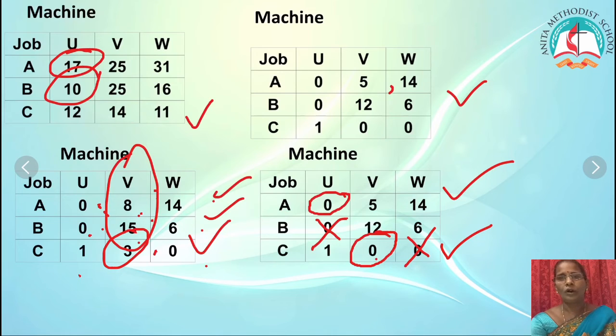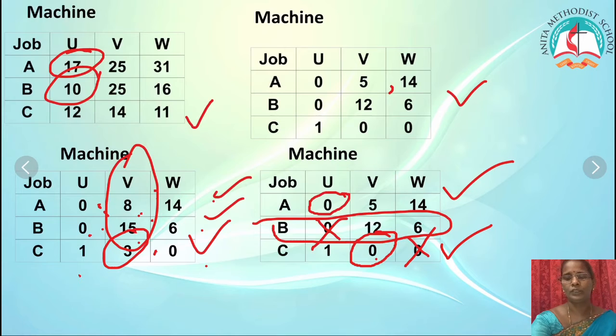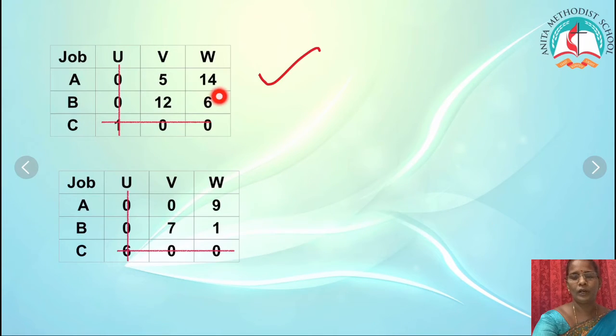Now I have to mark one more assignment only in the B row. But I don't have zeros there, so I have to move one step further. What is that step? I am going to draw two lines in such a way that they cut all the zeros. See here, it should cut all the zeros. And now you have to find the least number from the remaining elements.